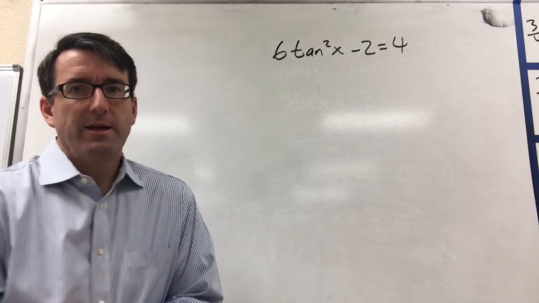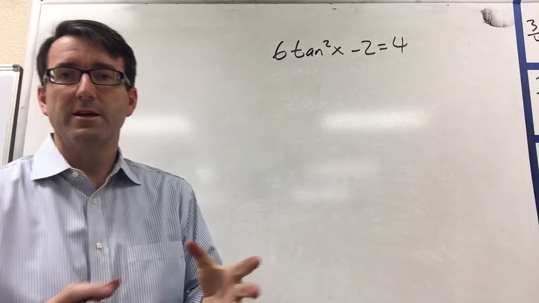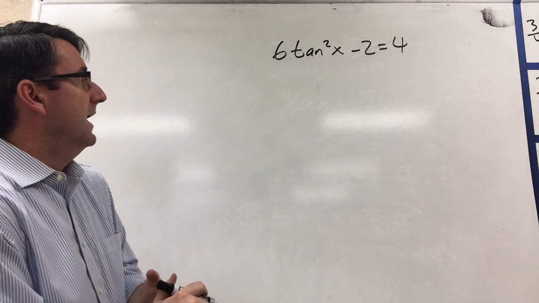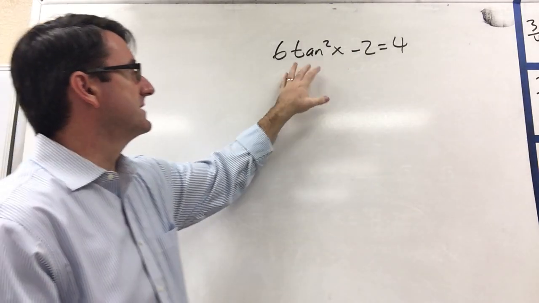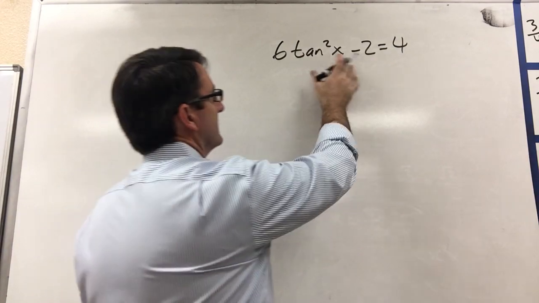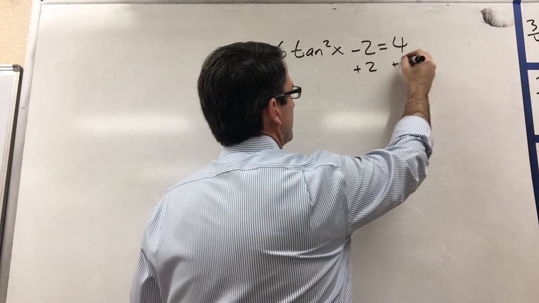All right, number 9. We're asked to find all the solutions for this equation on the interval from 0 to 2 pi, not including 2 pi. So let's get all the constants on one side of the equation, the tangent squared on the other side. So we're going to add 2 to both sides.